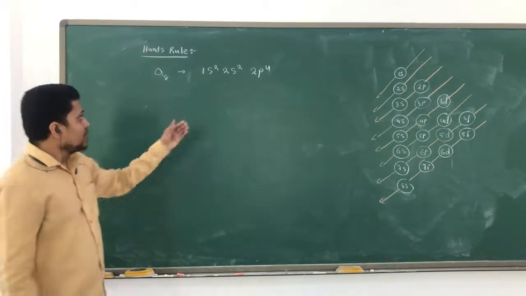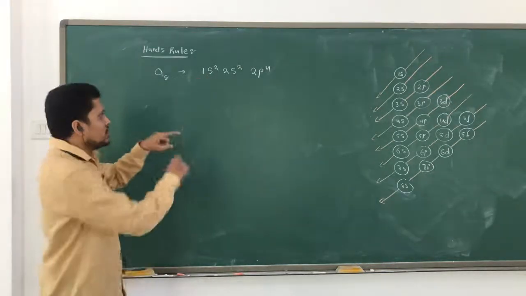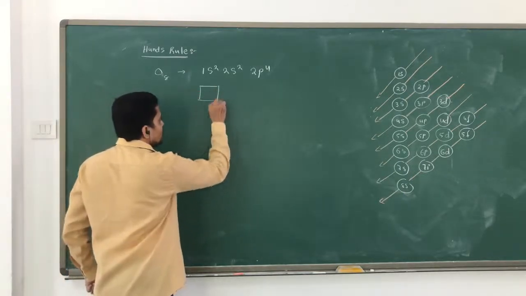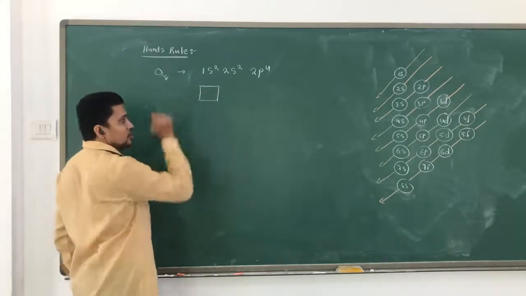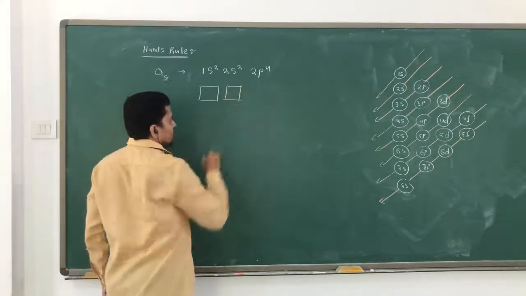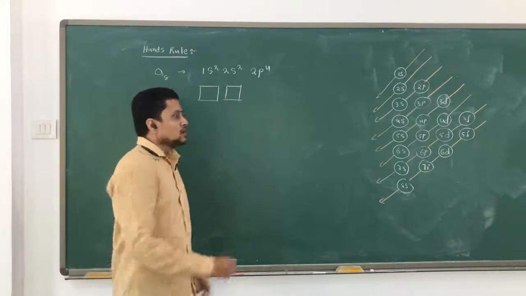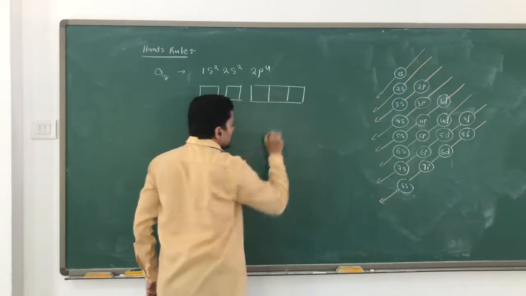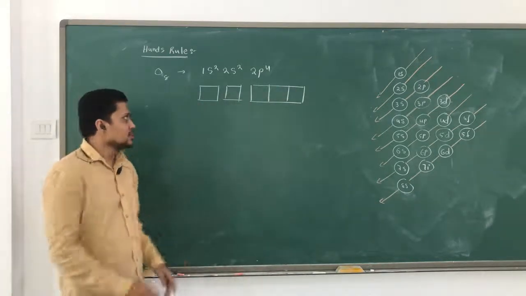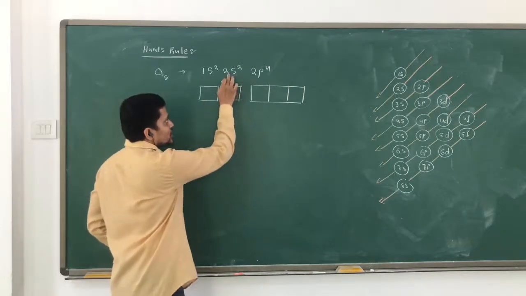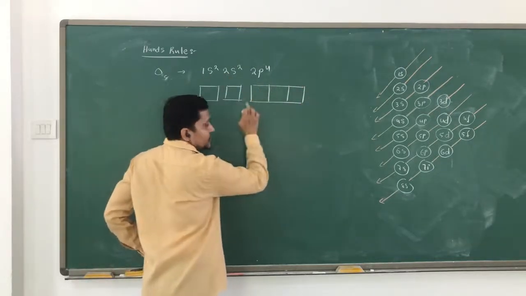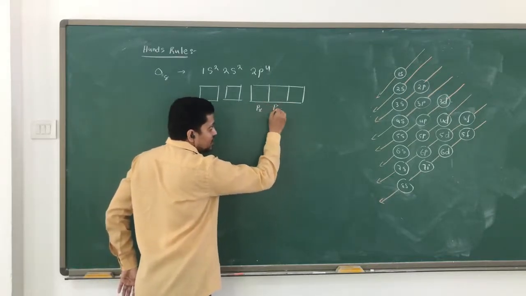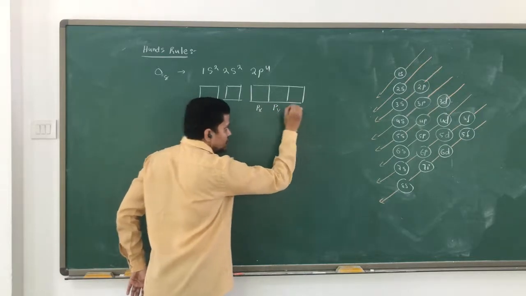When entering the electrons, I'm drawing boxes that show the orbitals. This is the 1s orbital, and this is the 2s orbital. When I come to the p orbital, how many subshells do we have in p? We have 3 subshells. In the 2p we have 3 subshells, named px, py, and pz.